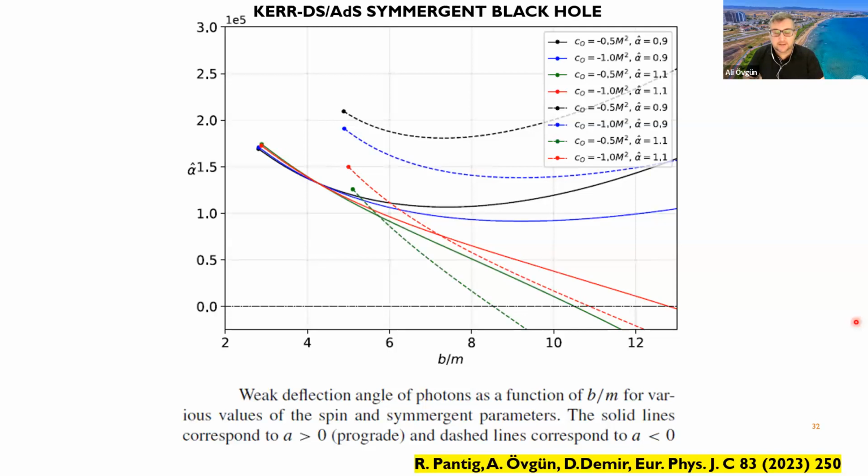Also, if you look at the deflection angle by the Symmergent black hole, the solid curve here represents the photons co-rotating with the black hole, while the dashed curve represents the counter-rotating photons. The results show that the co-rotating photons produce a smaller deflection angle at lower impact parameters compared to the counter-rotating photons. Here we also find that the Symmergent parameter C0, which is a loop factor, has an important effect on the weak deflection angle, and also, as I showed you, on the shadow of the black hole.